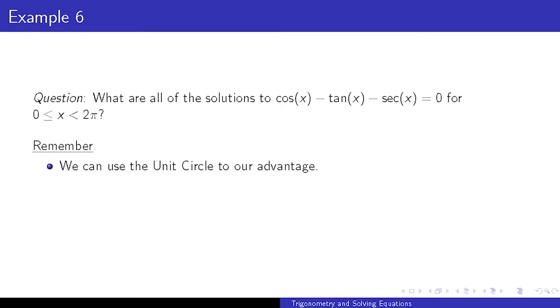Let's look at a similar example. Let's look at the following question. What are all the solutions to cosine of x minus tangent of x minus secant of x equals 0 when 0 is less than or equal to x, which is less than 2 pi?